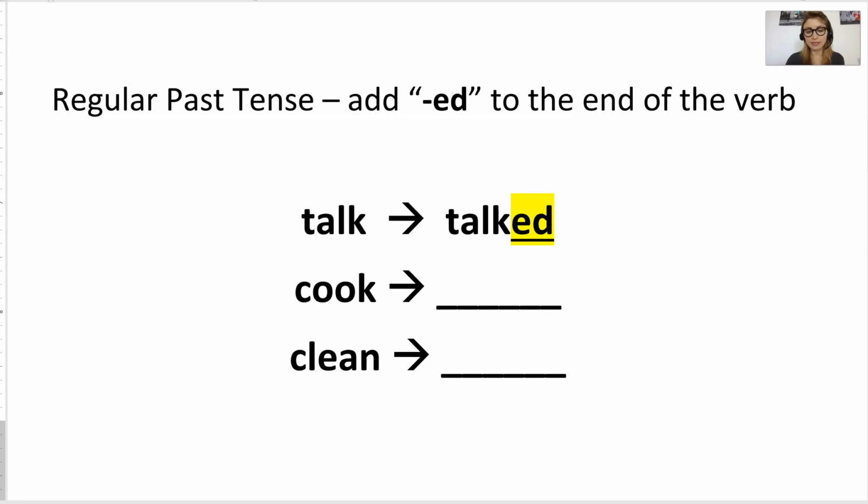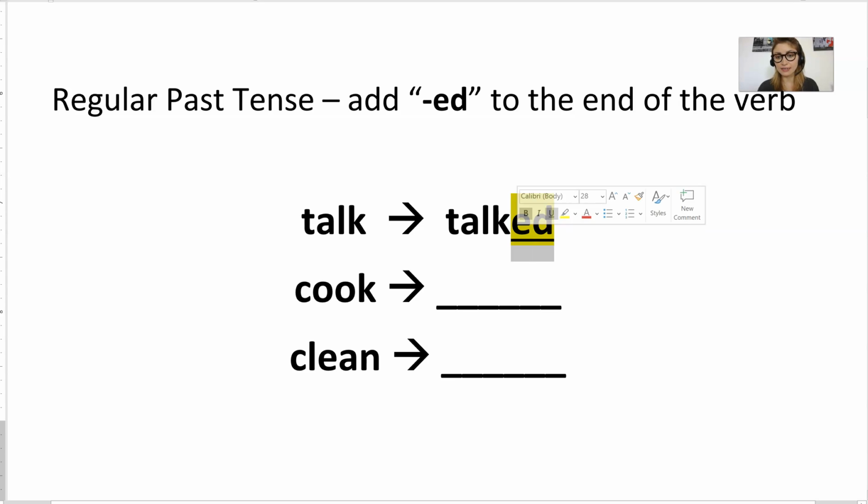In this case we have the word talk. Talk is a verb, right? A verb is an action or an activity, something you do. If we're talking about the past tense, we say talked, right? We see ed at the end.